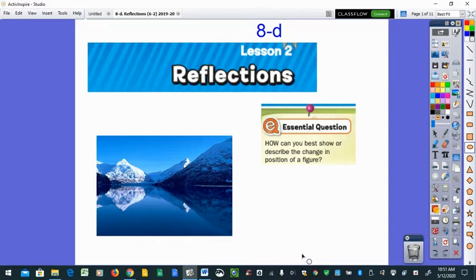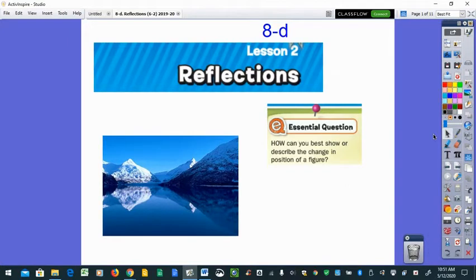Today we're going to talk about reflections, and of course you're going to immediately think about a mirror. And if you look at the picture on the screen, you can see this mountain reflected in the water below. So we're going to talk about reflections, and a reflection's nickname would be a flip. So the idea is that we turn something upside down or left to right.